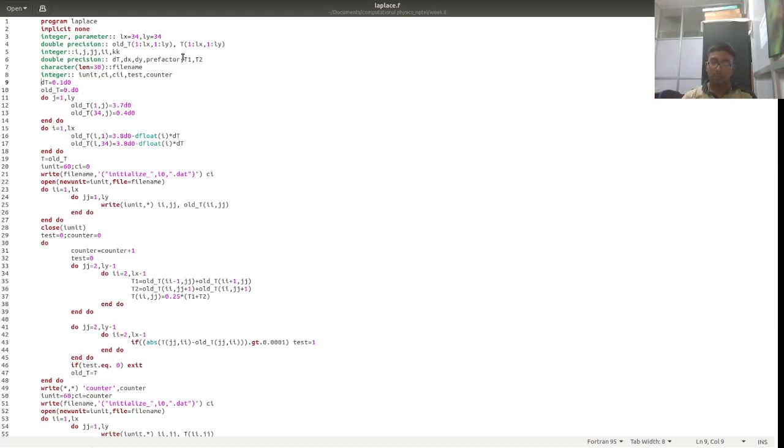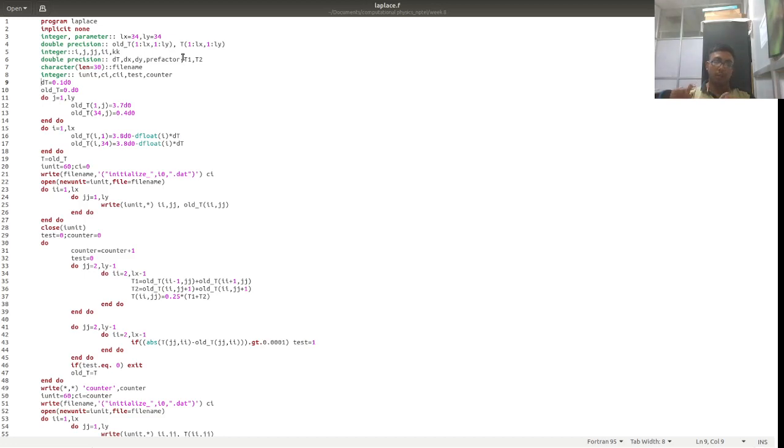So old t is basically, since we are doing it iteratively, I have to assign that at a particular iteration we are going to calculate the value of t at each of the points, and then I am going to assign that temperature array to old t, and that will be used for the upcoming iteration.